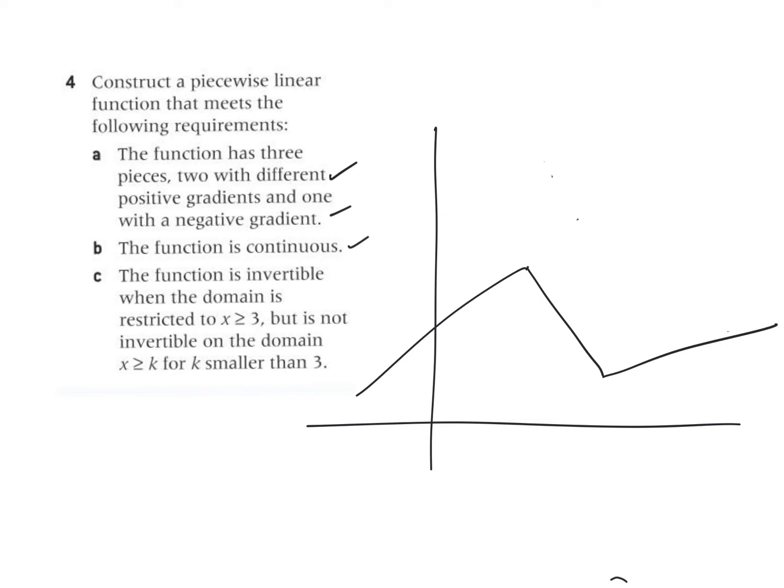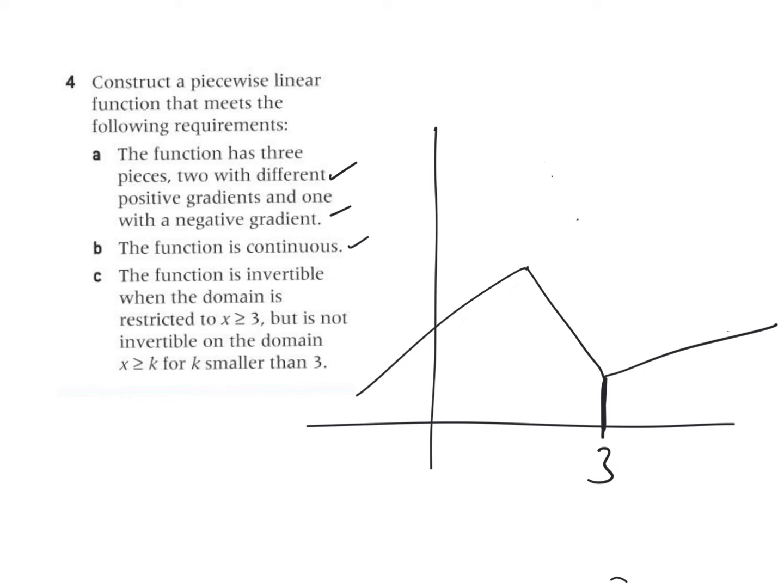So if I make x be bigger than or equal to 3, if I make this value here 3, then if I look at the domain specifically, that is x bigger than or equal to 3, I have just this part of the function, so I know that that is invertible. This part of the function passes the horizontal line test.